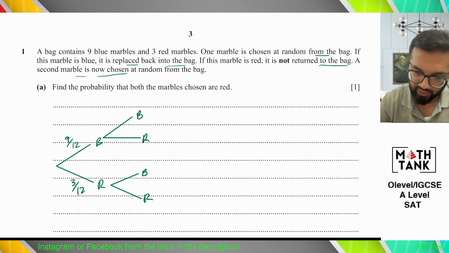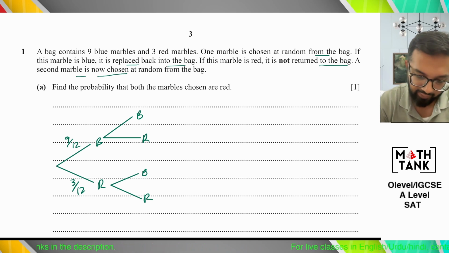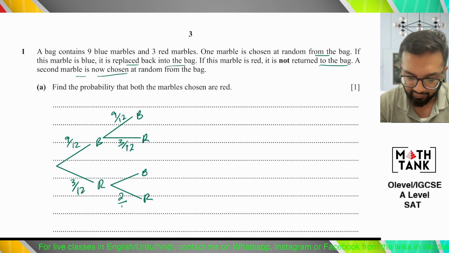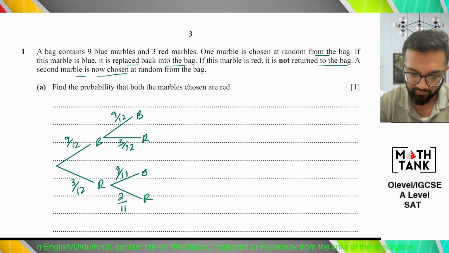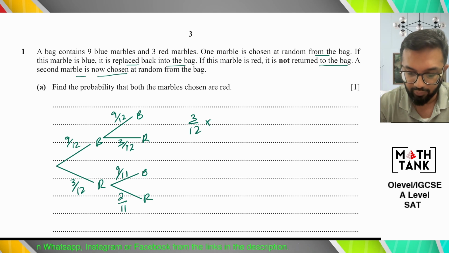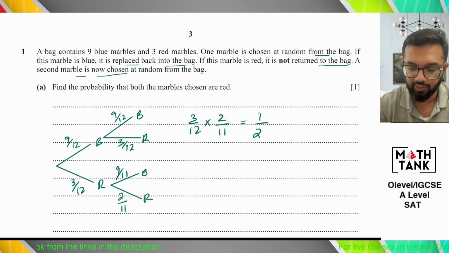If the marble is blue, it is replaced into the bag, so there are still 9 marbles out of 12, and then 3 marbles out of 12. If it's not returned into the bag, then 2 out of 11 and 9 out of 11. Find the probability that both marbles chosen are red. So 3 over 12 times 2 over 11 gives me 6 over 132, which is 1 over 22.